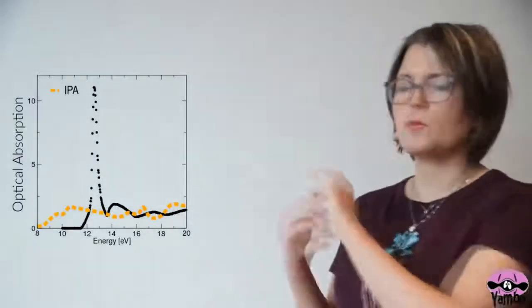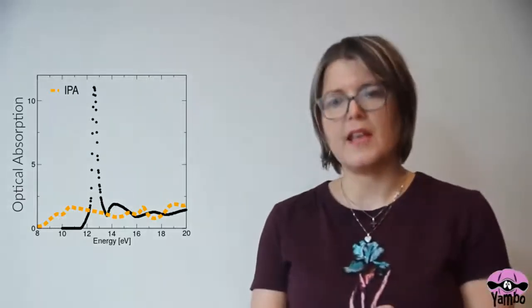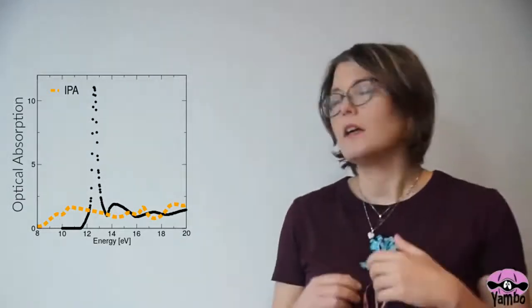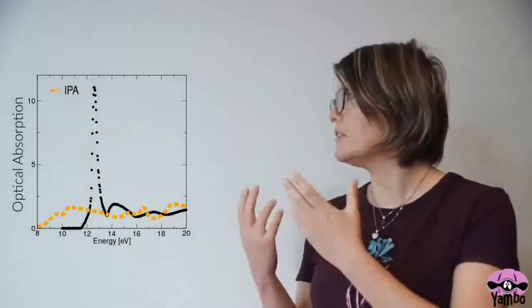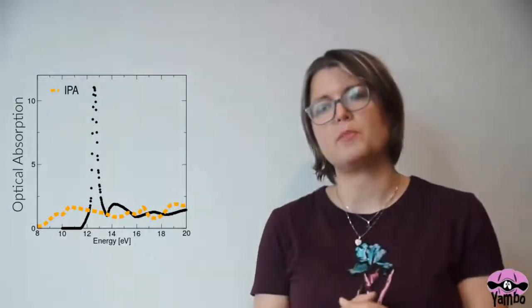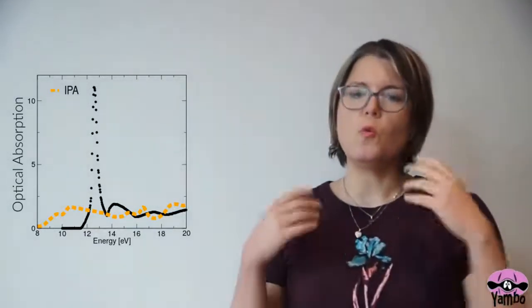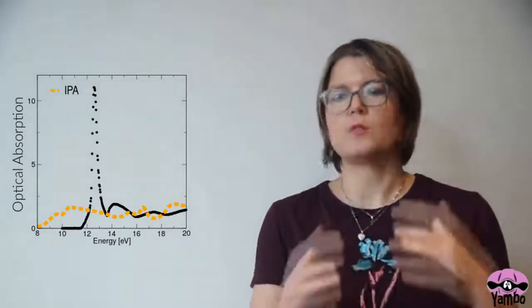Then we converge with respect to the parameters, so we need to determine the k-mesh, as we have seen, and the number of conduction bands to be included. Finally, this is what one obtains. Clearly, there is little resemblance with the experimental spectrum, so we need to look back at what we have done.